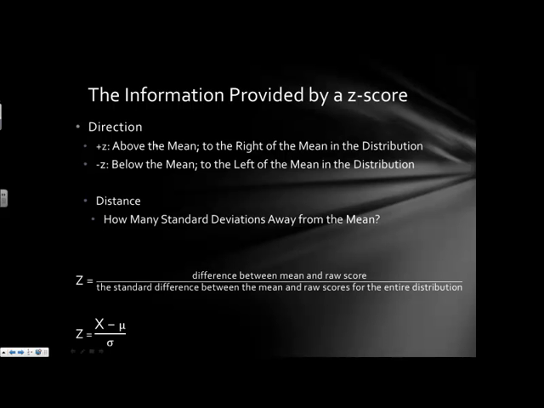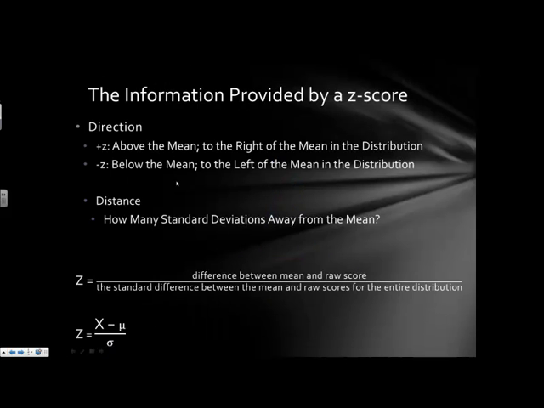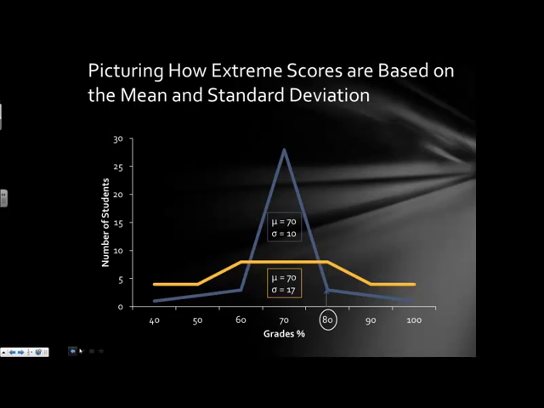If the score is above the mean, then it's a positive z value, and it's to the right of the mean in the distribution. As scores increase above the mean, you're going to see positive z-scores over here, meaning that the scores are above the mean. Conversely, if you are looking at a score that's below the mean, the z-score will be negative, and it would be located to the left of the mean in the distribution. So lower than the mean, which in this case is 70, all the z-scores over here would be negative.